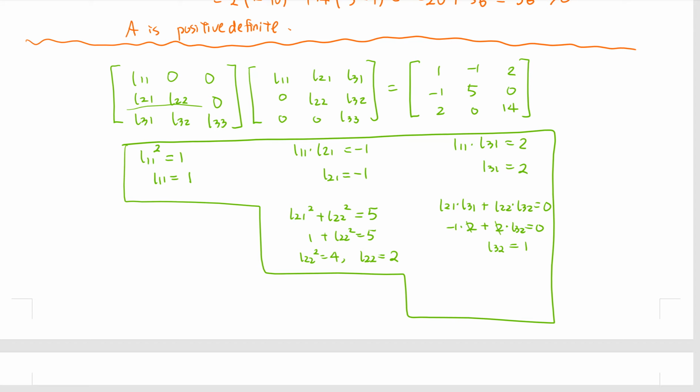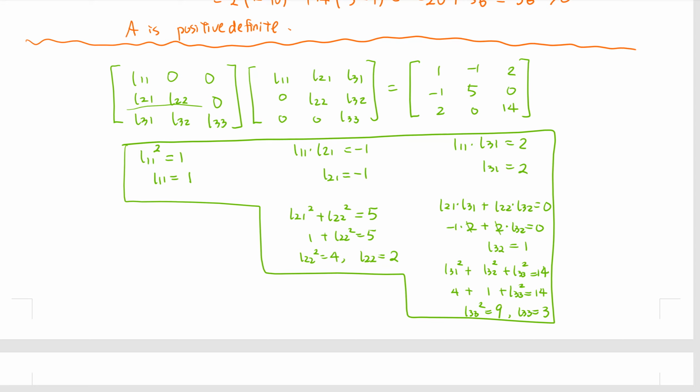Okay, and here we have the last row times the last column. So L31 squared plus L32 squared plus L33 squared equals 14. L31 is 2, 2 squared is 4. L32 is 1, 1 squared is 1. And L33 is our unknown. So you see L33 squared is just 9. Then L33 is plus or minus 3, but we pick the positive. We pick 3.